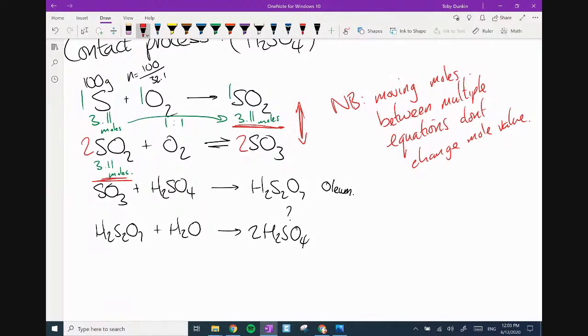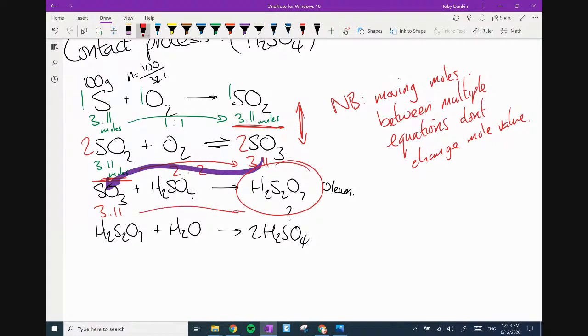Right, now the only product in this step is SO3, and that's in a 2 to 2 ratio, which means the number is still the same again. I don't change the number between layers. So this number comes back down to 3.11 again. The only product here is oleum. It's a 1 to 1 ratio. So that now becomes 3.11. And then that number transfers without changing to the next level of the equation.